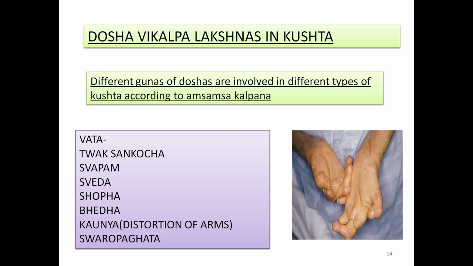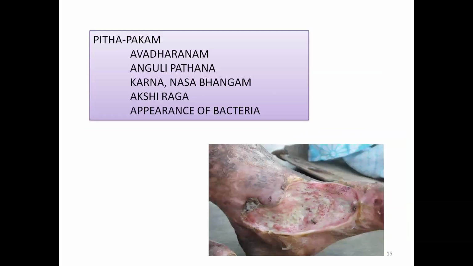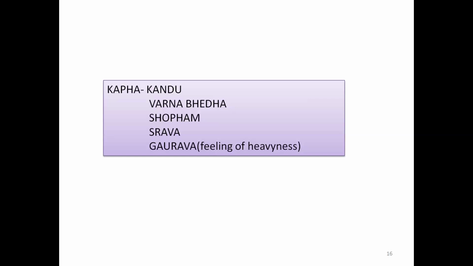Here you can see toda, suptata, sweda, spota, atishobha, bheda, kaunya, distortion of arms, and so on, in Vata, meaning Vata dominance may manifest through these ways. While inspecting these types of morphological features, we have to assess the involvement of Vata in that particular clinical condition. Daha, avadarana, anguli patana, karna nasa bhanga, atiraga, appearance of purulent organisms, bacteria like organisms, purulent features, all indicate the dominance of Pitta. And kandu, varnabheda, shopha, srava, gaurava, etc. indicate the involvement of Kapha.